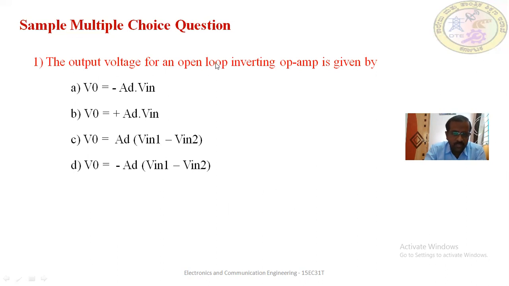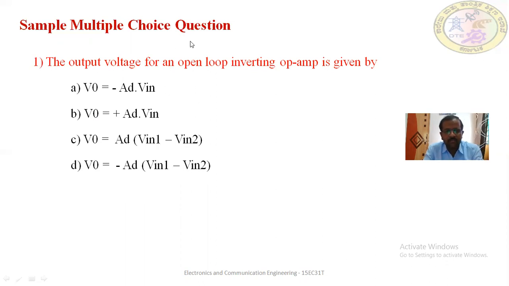The options are: V naught is equal to minus AD into V in; V naught is equal to plus AD into V in; V naught is equal to AD into V in 1 minus V in 2; and option D is V naught is equal to minus AD into V in 1 minus V in 2. So is there any guessing? The output voltage of an open loop inverting op amp is given by.